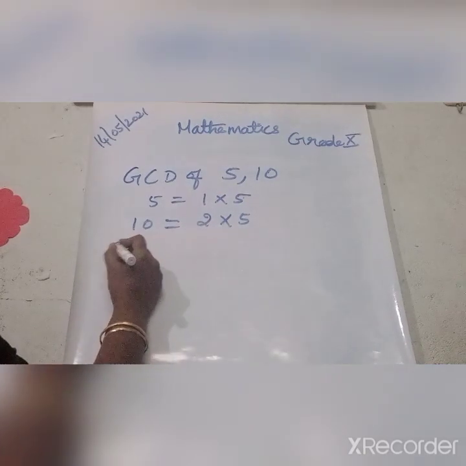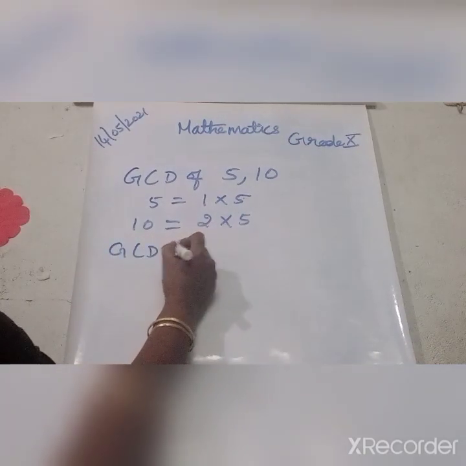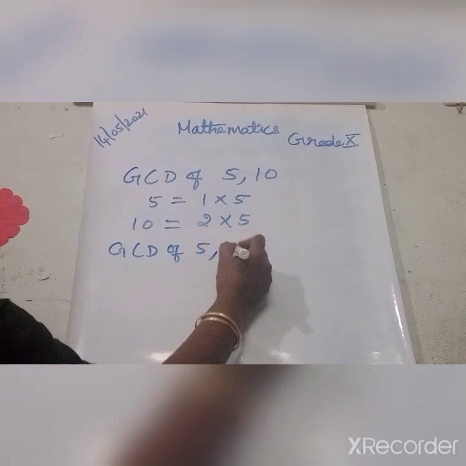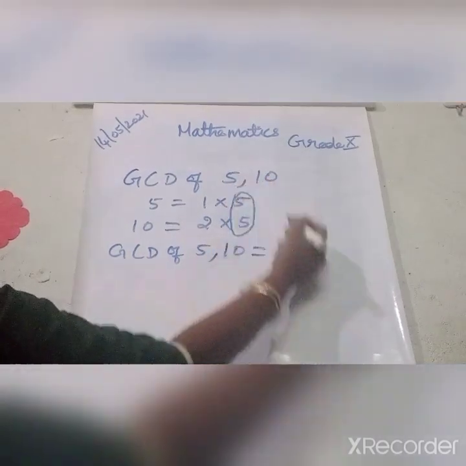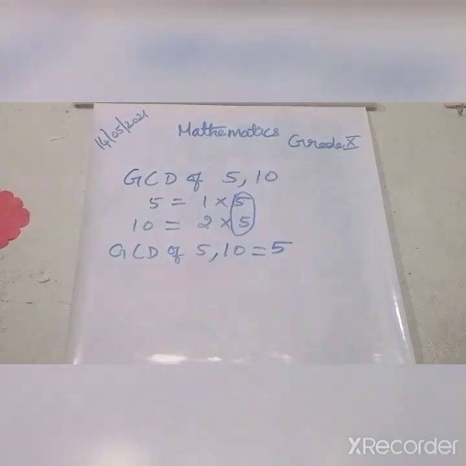GCD of 5, 10 is equal to only the common factor we have to select. This 5 alone, which is equal to 5.